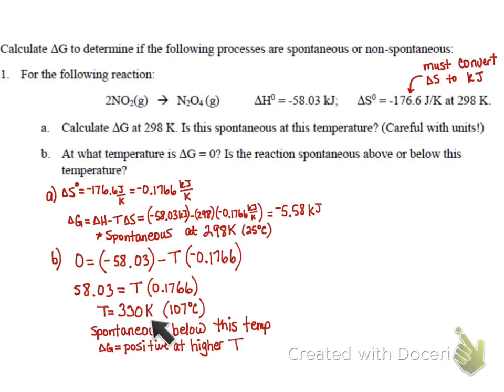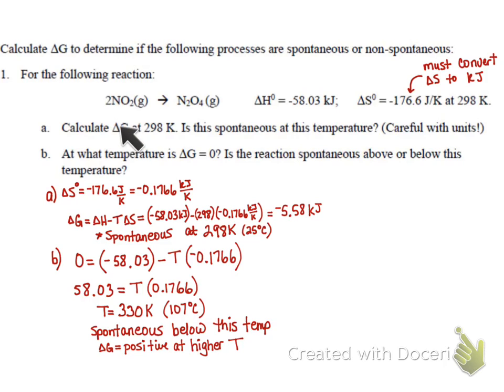Remember, temperature is always going to be in K. If we wanted to convert it to Celsius, subtract 273, and that's going to be 107 degrees Celsius. So this is the temperature where, below this temperature it is spontaneous, and then at higher temperatures it's not spontaneous. And that's because the entropy becomes so important at higher temperatures.